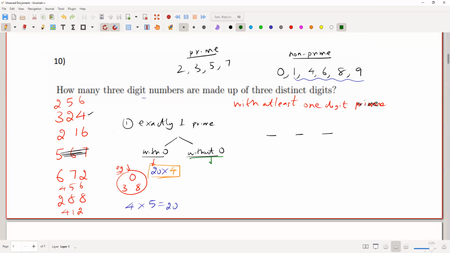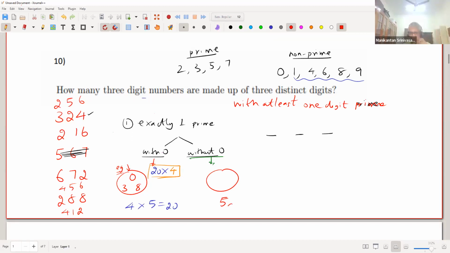Okay. Now, when we do without 0, it's easier actually. Without 0, I don't have this headache, right? Without 0, what is my job? 0 anyway is not in the picture. I'll have to select 2 non-prime digits, which can be done in 5 choose 2 ways, right? And I'll have to select 1 prime digit, which can be done in 4 choose 1, which is same as 4, right? Because there are 5 non-prime digits other than 0: 1, 4, 6, 8, 9. Among them, I can select any 2. So 5 choose 2, which is 10 ways, into 4. In 40 ways, I can choose 3 digits.